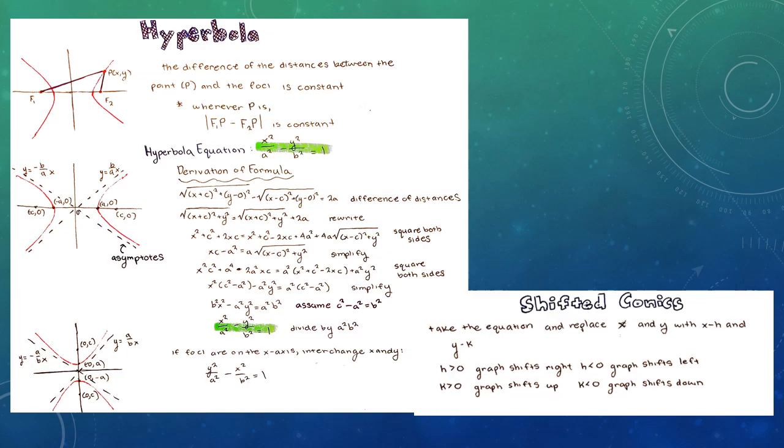And now finally, for shifted conics, you'll take the equation and replace x and y with x minus h and y minus k. We've already done an example of this with the ellipse, but if h is greater than 0, then the graph will shift right, and if h is less than 0, then the graph is going to shift left. And if k is greater than 0, the graph will shift up, and if k is less than 0, the graph will shift down.